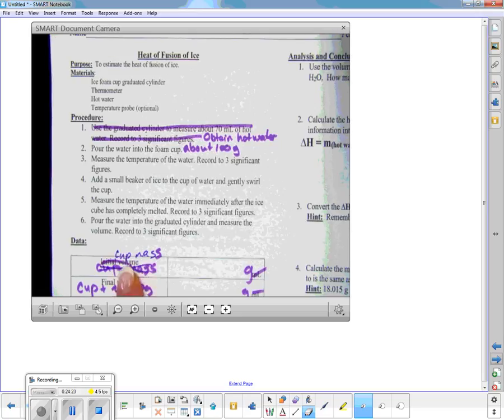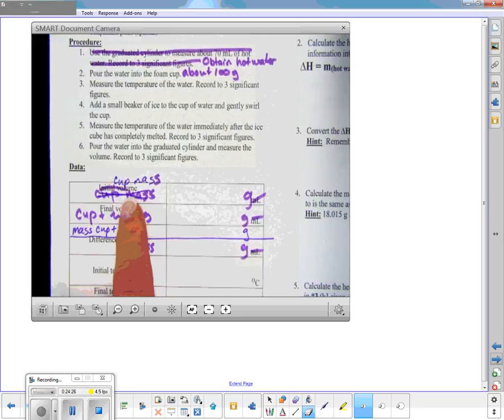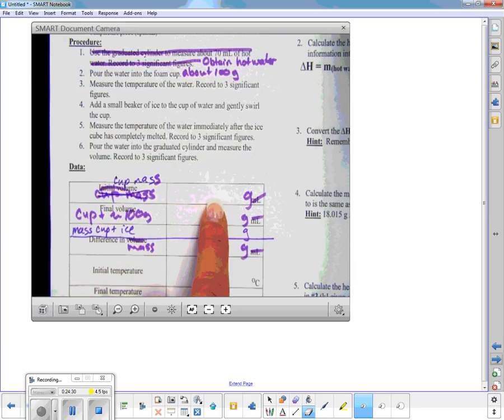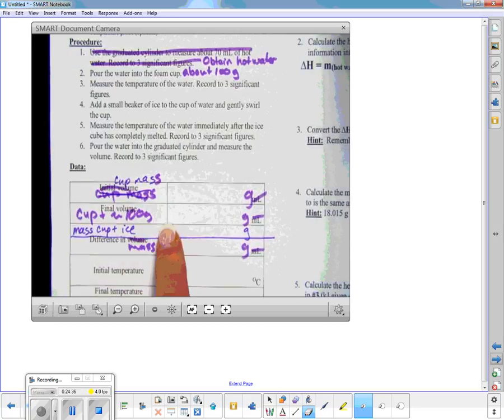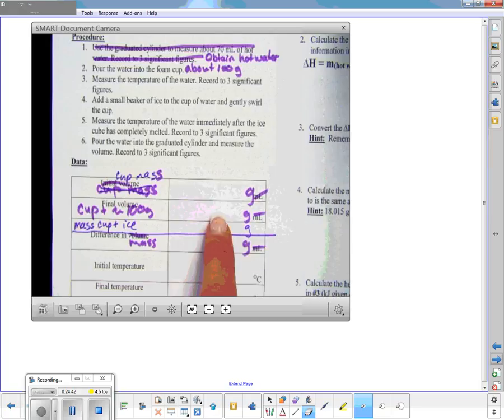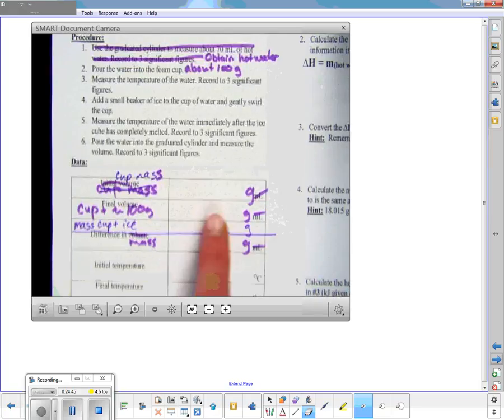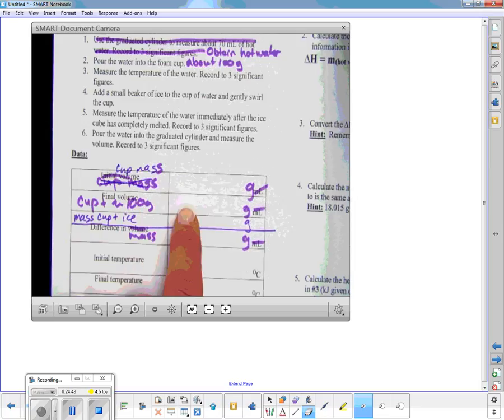So we change this first one from volume. We're actually going to mass the cup. We're going to get a mass of a cup right here. And then we're going to use the other beaker that has the hot water to pour in about another 100 grams. It does not have to be exact. Pour in about another 100 grams, but you do need that mass right there. Okay? So you do need that mass. This mass of the cup and the water.